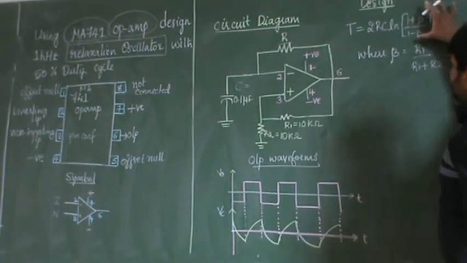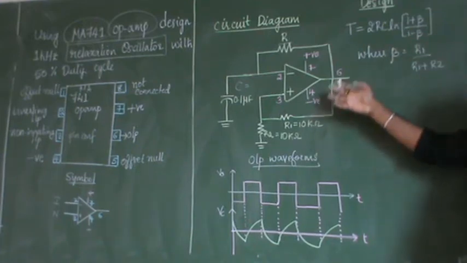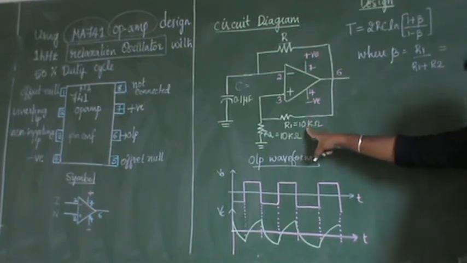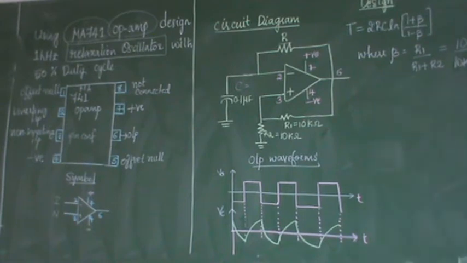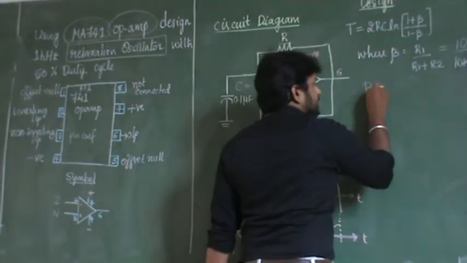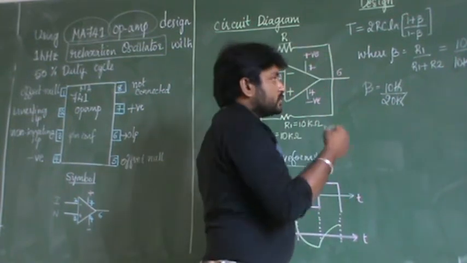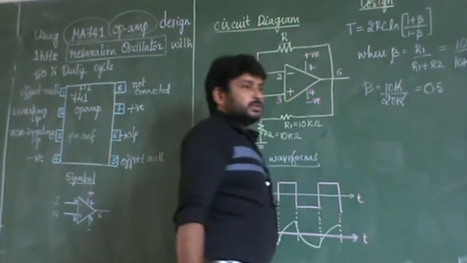Now we will substitute the values we have assumed to get the value of feedback resistance. What is the beta value? I have assumed R1 is 10k and R2 is 10k. So beta is 10k by 10k plus 10k, which is 10k by 20k. The kilo cancels, so 10 by 2 is nothing but half, that is 0.5. So my beta is equal to 0.5.